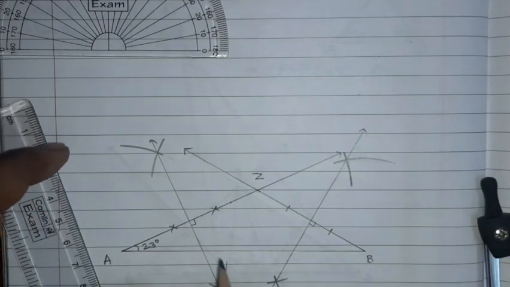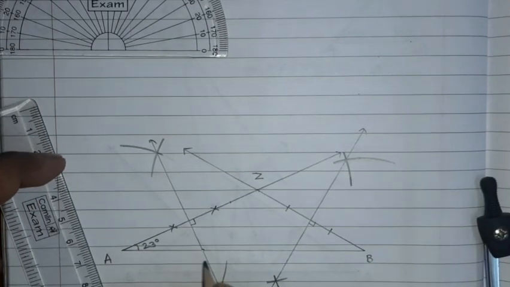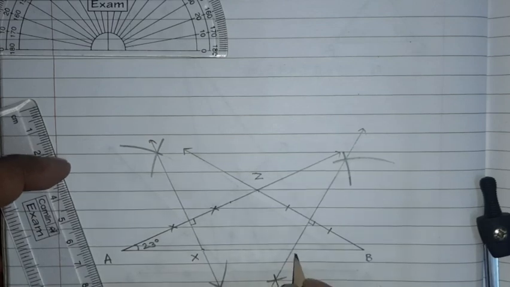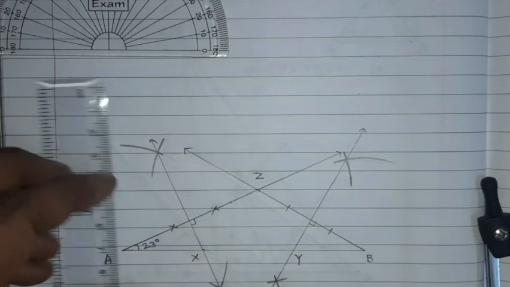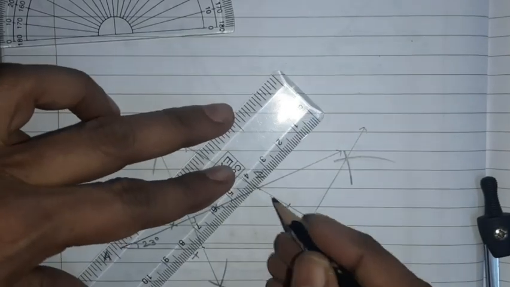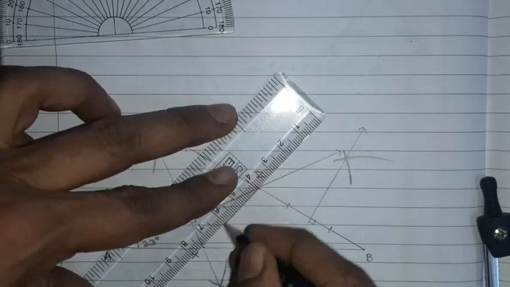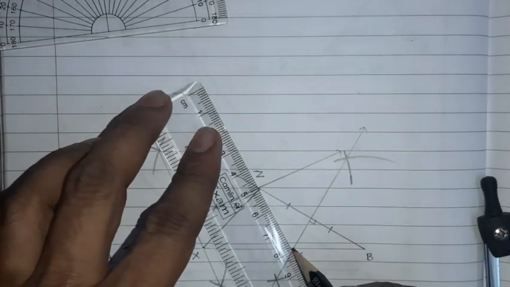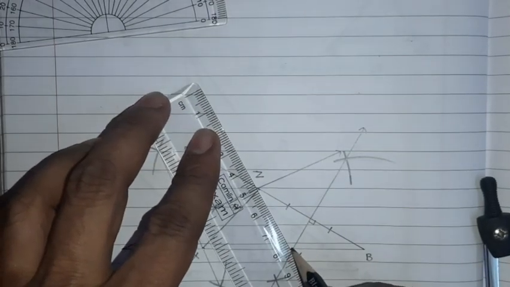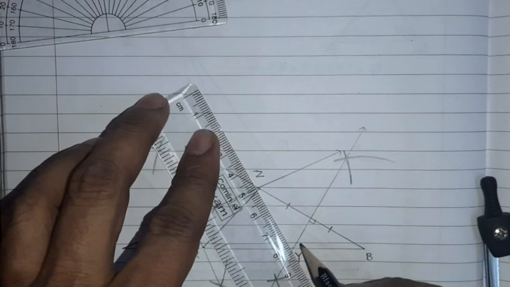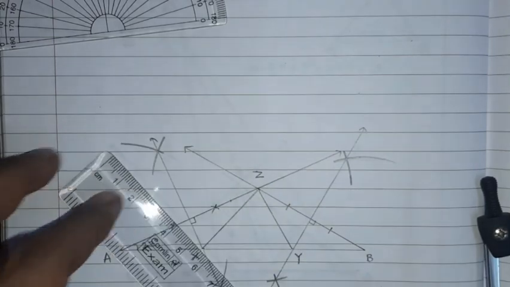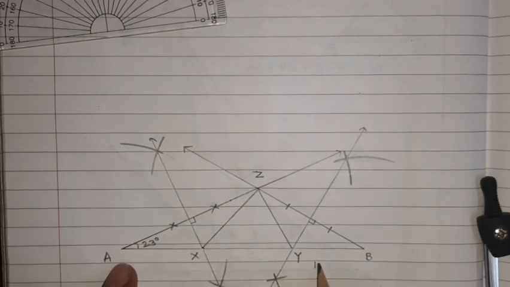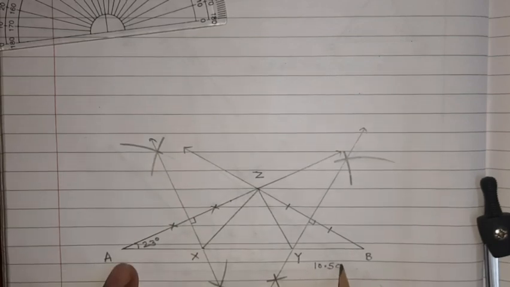Now see dear student, this is our point X and this is our point Y. Now join this X with Z and Y with Z. Dear student, see, the AB is 10.5 centimeter.